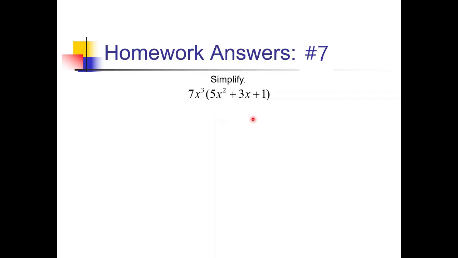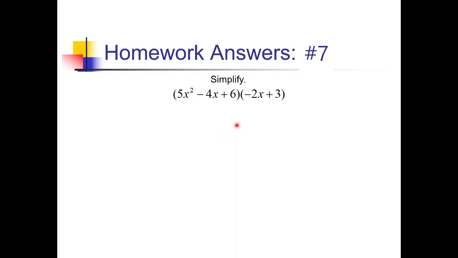For this first problem, we just need to distribute 7x cubed to each of the terms in this parentheses. So 7x cubed times 5x squared, that's going to be 35x to the, we're going to add the exponents, so x to the 5th. And then we have 7x cubed times 3x, that's going to be 21x to the 4th, because we have 3 plus 1. And then 7x cubed times 1 is just 7x cubed. There's no like terms to combine at the end, so this is done.